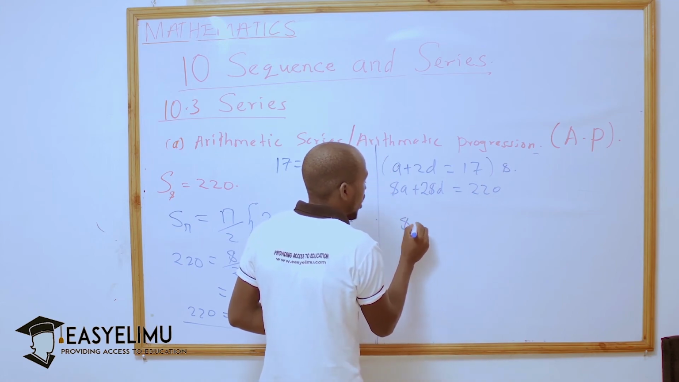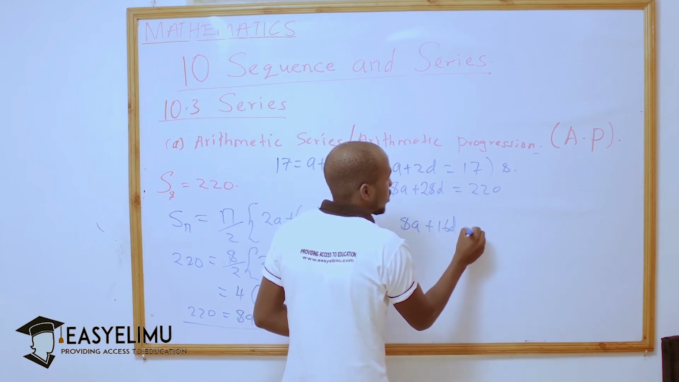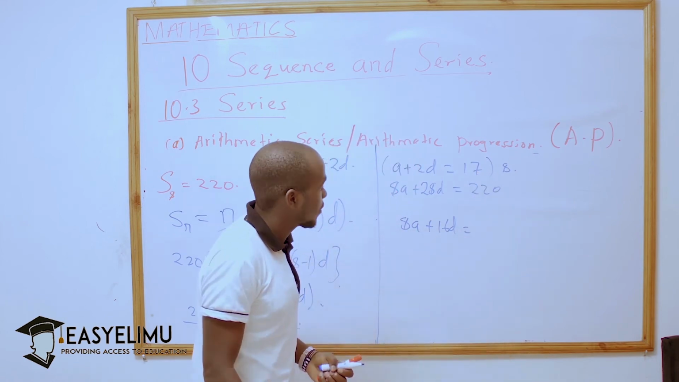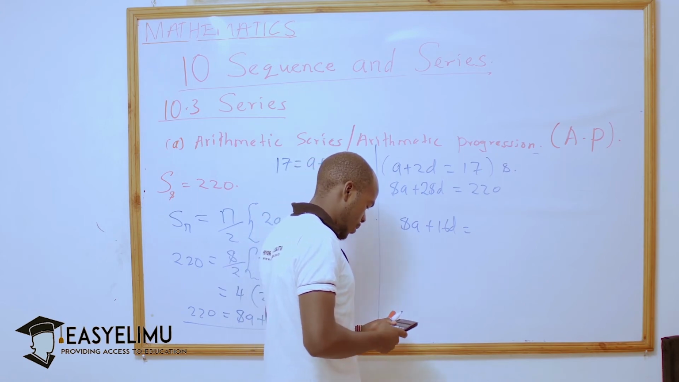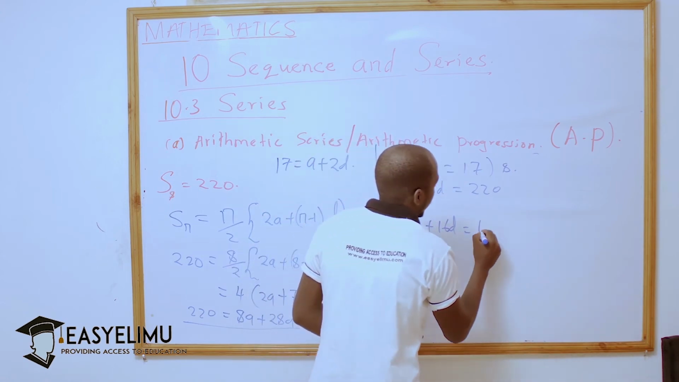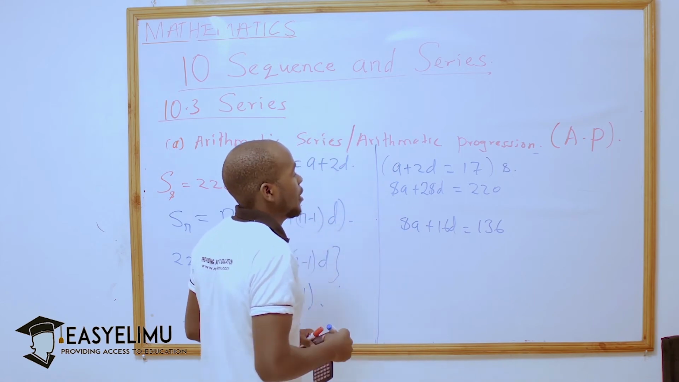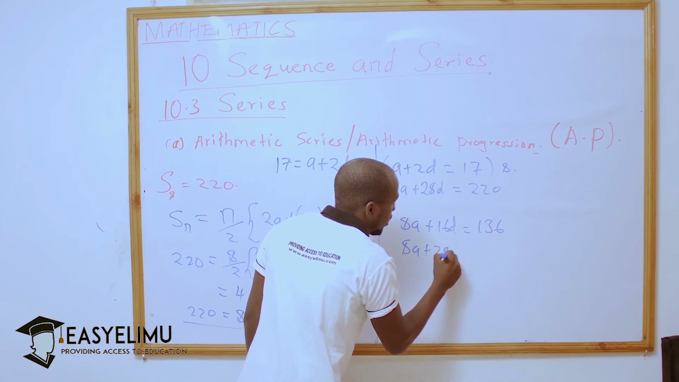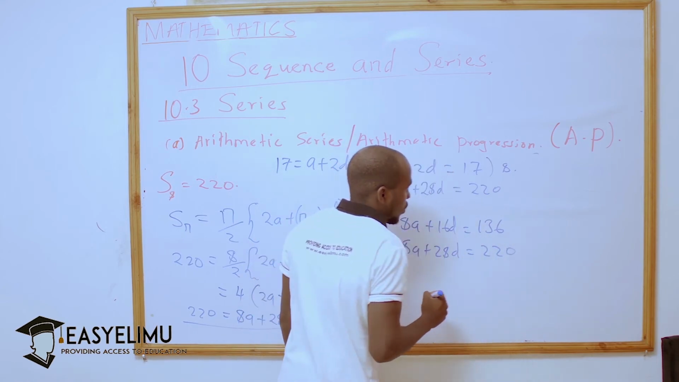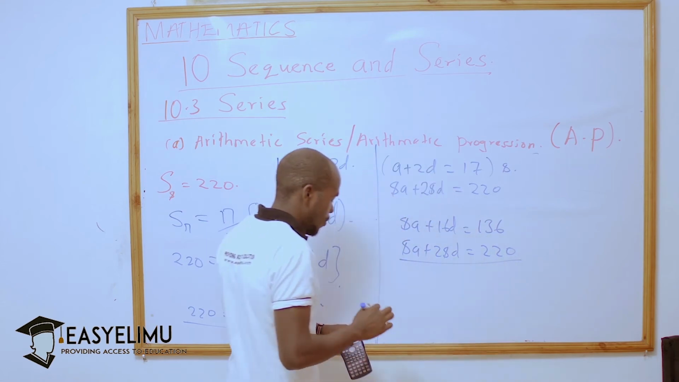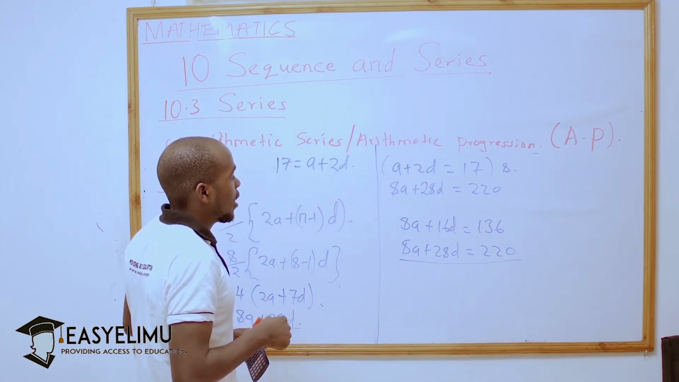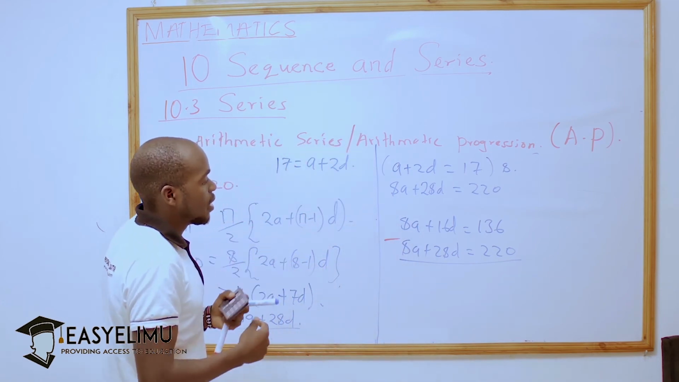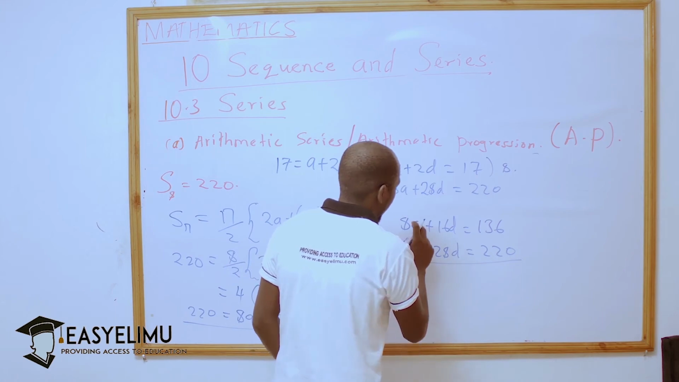And if I do that, I'm going to have 8a plus 16d is equal to 17 times 8, which is 136. So I find that one as 136. And this one remains 8a plus 28d is equal to 220. If that is the case, then I will now subtract the two equations.